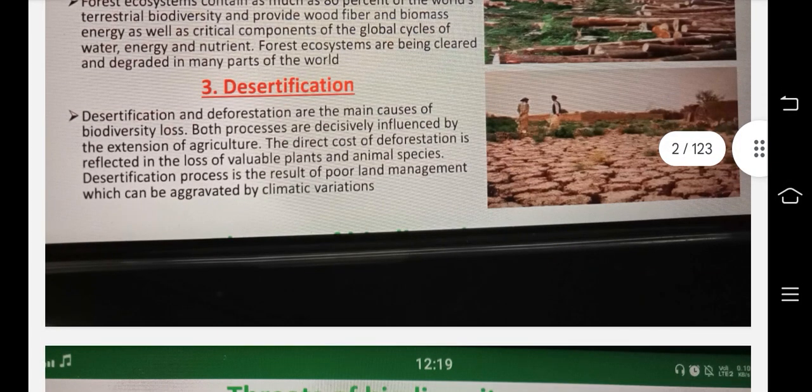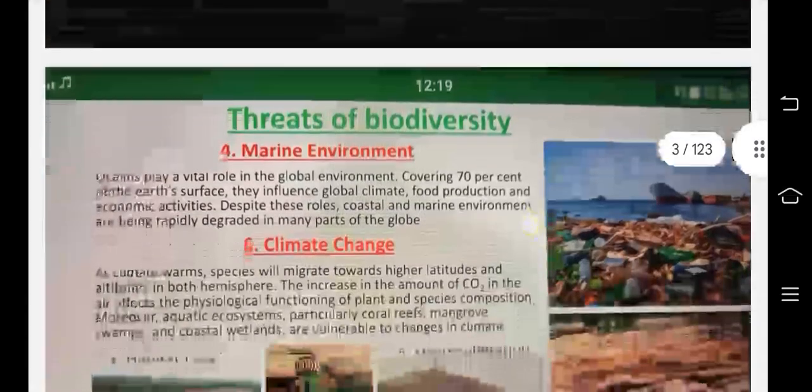Then desertification. Desertification and deforestation are the main causes of biodiversity loss. Both processes are decisively influenced by the extension of agriculture. The direct cost of deforestation is reflected in the loss of valuable plant and animal species. Deforestation and desertification are the result of poor land management, which can be aggravated by climatic variations.